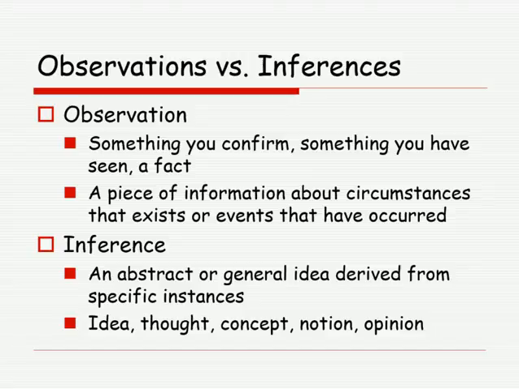I do want to point out the difference between observations and inferences real quick. An observation is something that you can confirm, something that is very easily shown to be true or be a fact. It's a piece of information about the world around you, something that exists or events that have occurred. You're just stating a very understandable fact. Whereas an inference is an abstract or general idea that's derived from a very specific set of circumstances. An inference is going to be something like an idea, a thought, concept, a notion, or an opinion that is not readily knowable to everyone at all times, not something that would be obvious, for example.